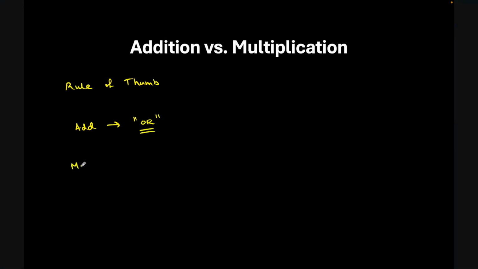Whenever you have to multiply, there's going to be an "and". So you can say, I want to wear jeans or shorts. In that situation, you add. When you have something like jeans and sneakers, that's when you multiply. Okay. Keep that in mind as we move forward.